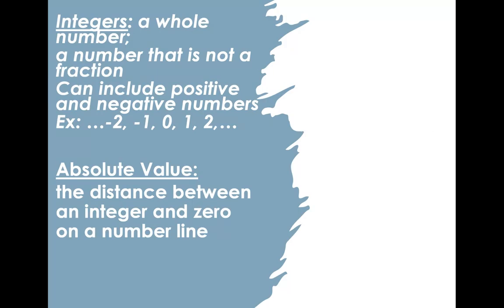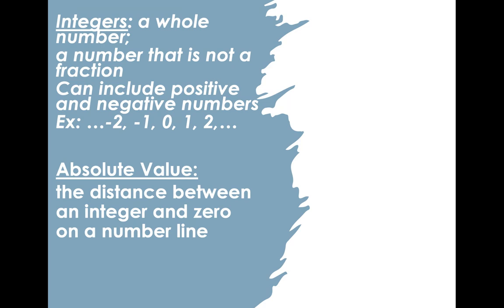Integers are whole numbers. They are numbers that are not fractions, and integers can include both positive and negative numbers. Also, something important to note is that we do have 0 listed there as an integer.